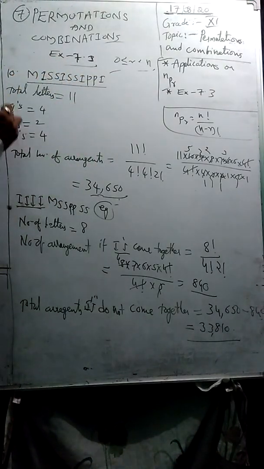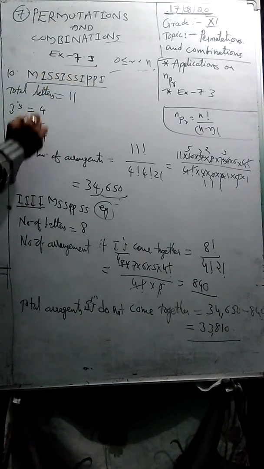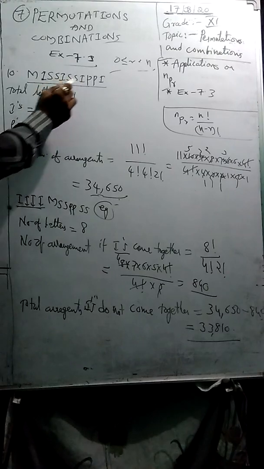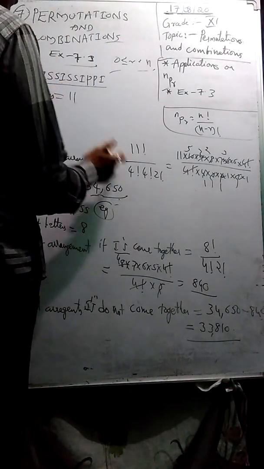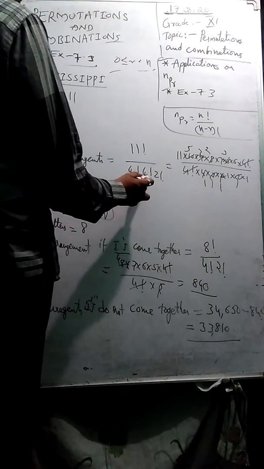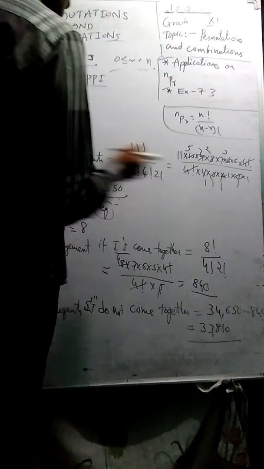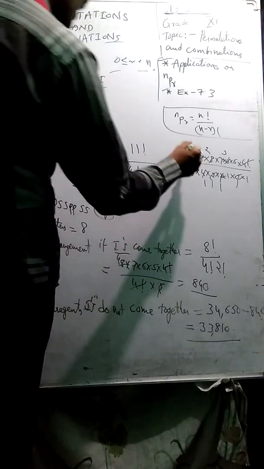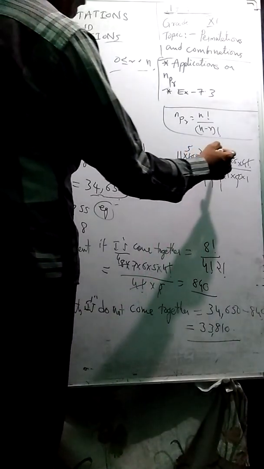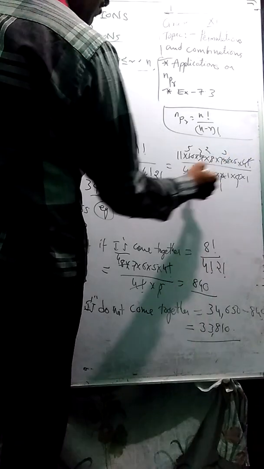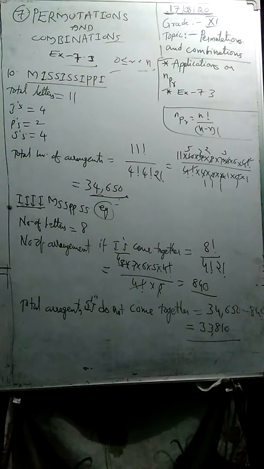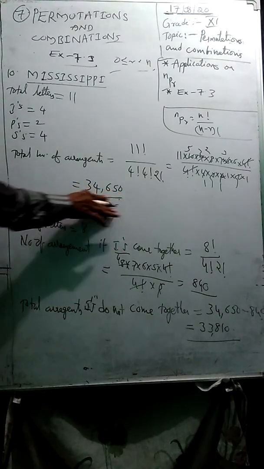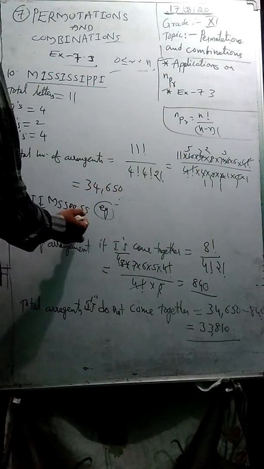Let us first count how many letters there are. 11 letters are there. I's are repeating 4 times. P's are repeating 2 times. S's are repeating 4 times. So the total number of arrangements without any condition, according to the formula, is 11 factorial by 4 factorial into 4 factorial into 2 factorial. After simplifying, we write 11 into 10 into 9 into 8 into 7 into 5, and the 4 factorials cancel, 4 into 3 into 2, everything gets cancelled. We got 34,650 arrangements, students.